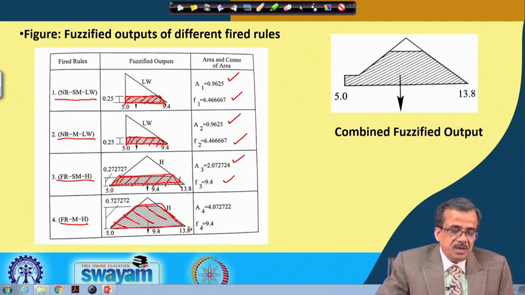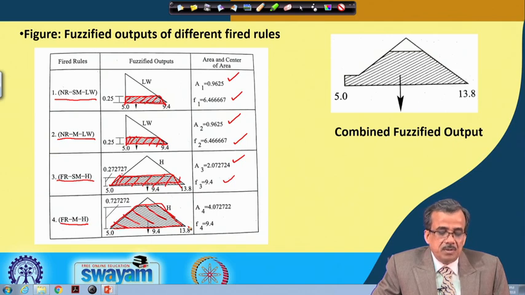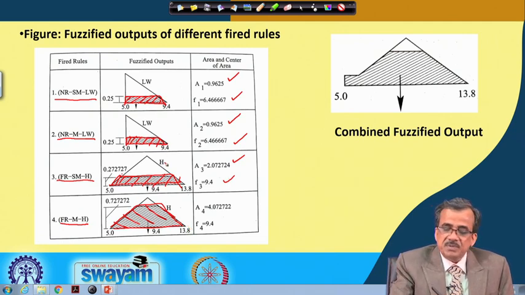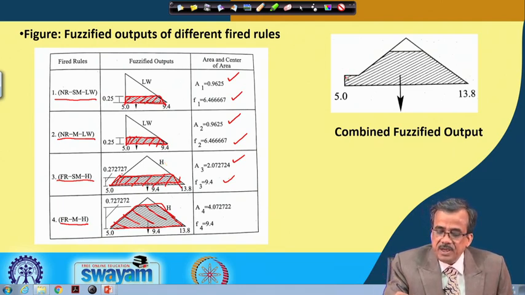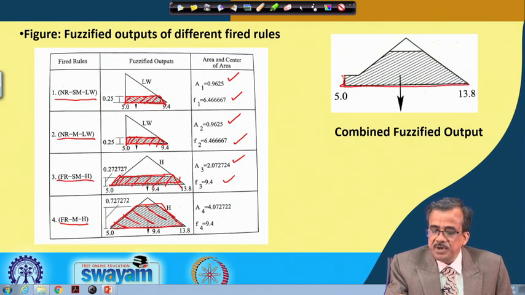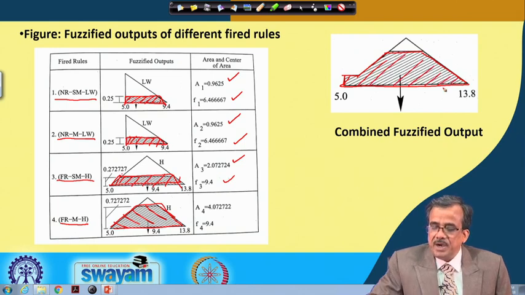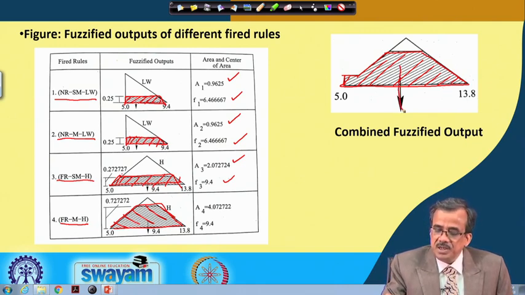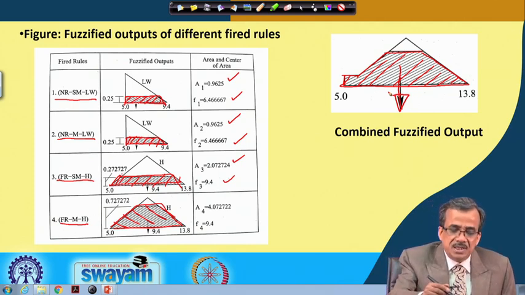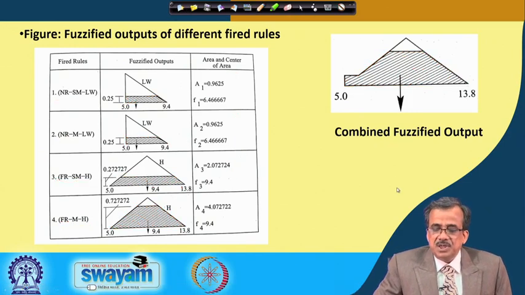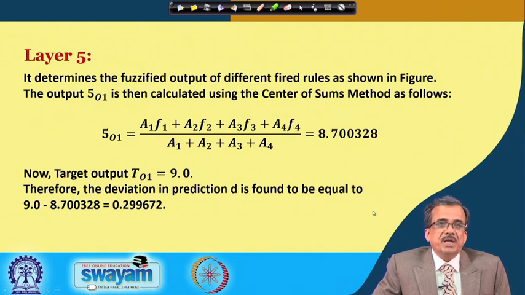And once you have got this fuzzified output, we carry out the OR operation, just to superimpose all such fuzzified outputs. If you superimpose all of them, you will get this type of combined fuzzified output. Once you have got this combined fuzzified output, we can use the center of sums method for defuzzification, and we can find out this particular crisp output.